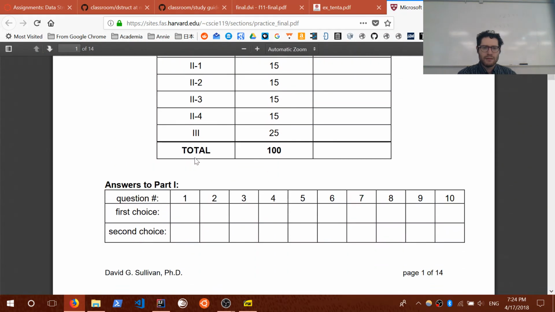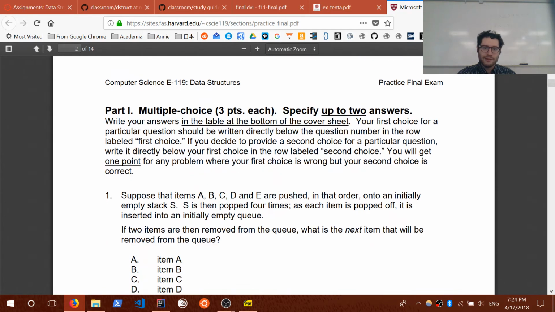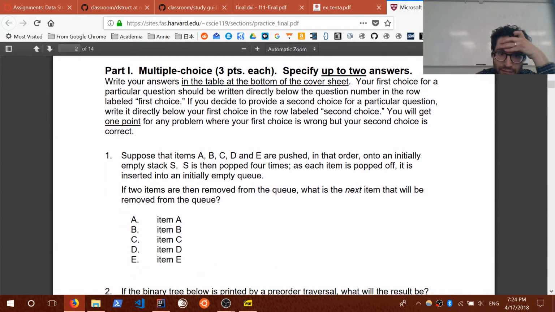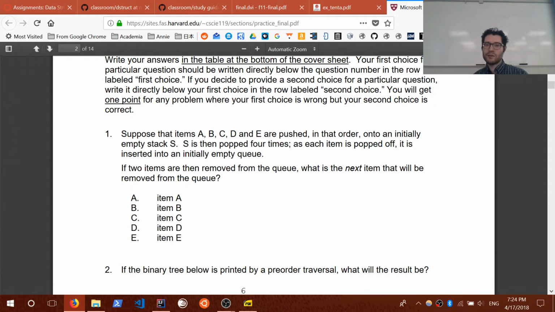This one I think was, yep, this one's from Harvard. So I like this one because it had a lot of multiple choice stuff. So this was a practice final exam from their data structures course. Okay, specify up to 2 answers. All right, so this one's a nice, good theory one.